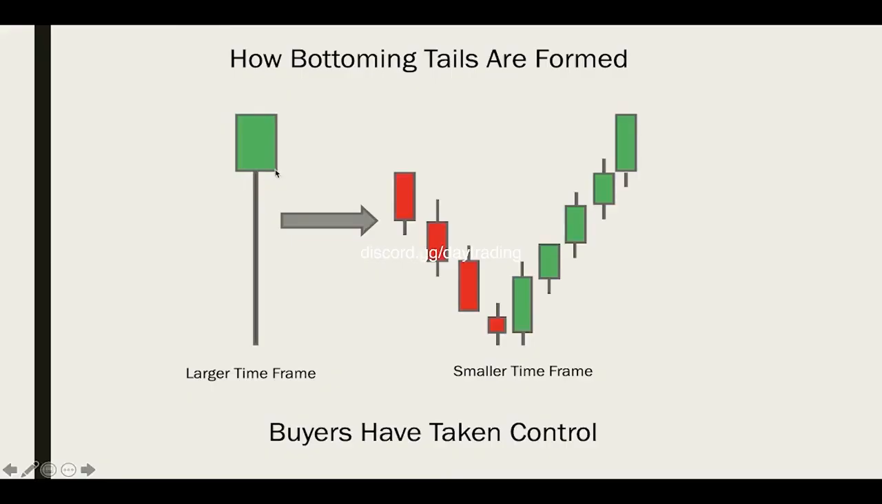So like I said, we open at this price, right? This is where we're opening, and we drop. So this is a larger time frame, and by looking at the smaller time frames, we see more candlesticks. We see exactly how this candlestick was formed and what went into it. So we open at this price.